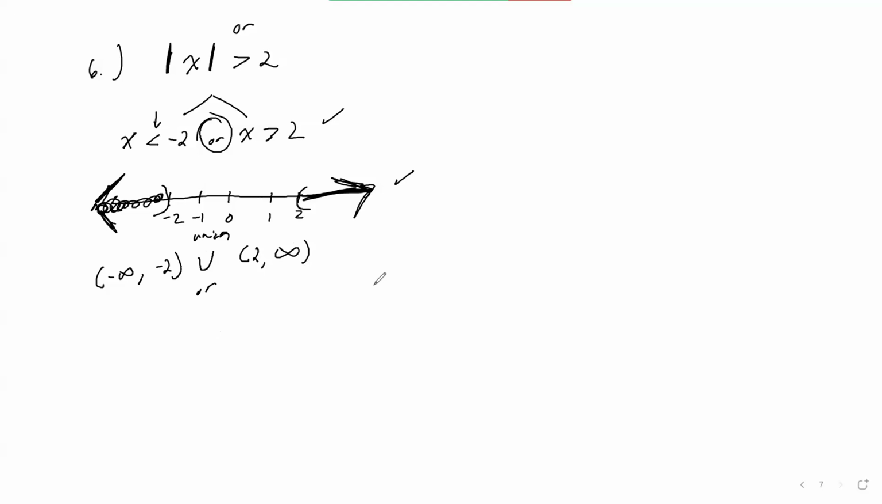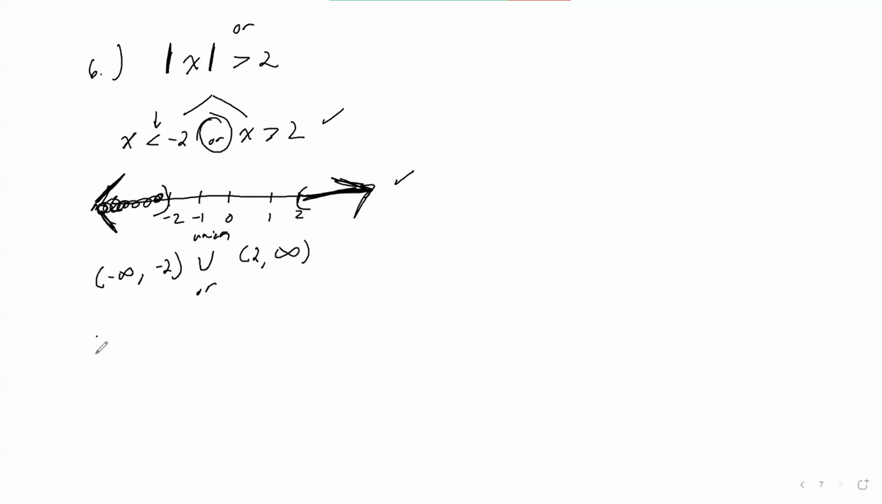They pretty much all look like this. The only thing that will change is these numbers, depending on what number you get and if it's a bracket or parenthesis. But it's usually always a negative infinity here and an infinity over here when dealing with a greater than symbol.